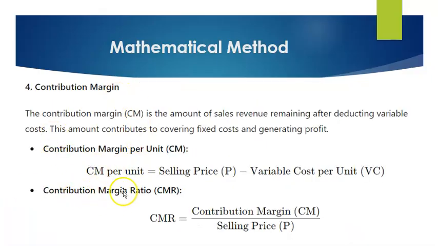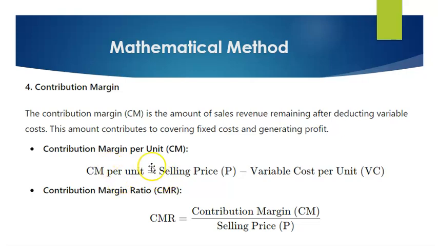Contribution margin. Now, this is very key. How do you calculate a contribution? This is where almost everyone gets this question wrong. Contribution is the amount of sales revenue remaining after deducting variable cost. You have heard it: sales revenue minus variable cost gives us the contribution. This is the amount that contributes to covering fixed costs and generating profit.